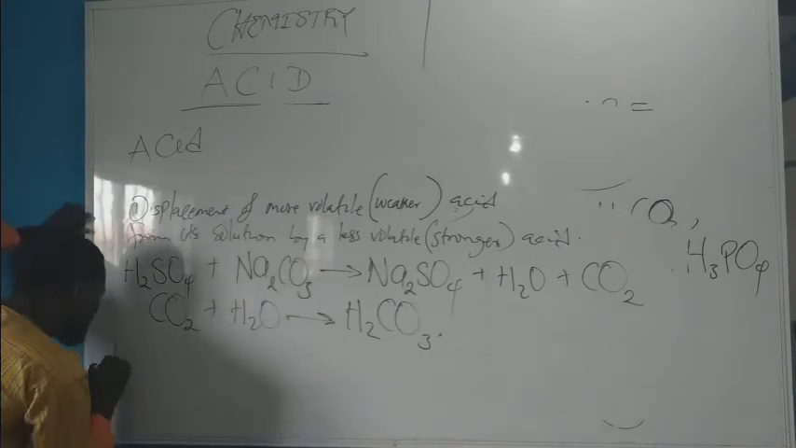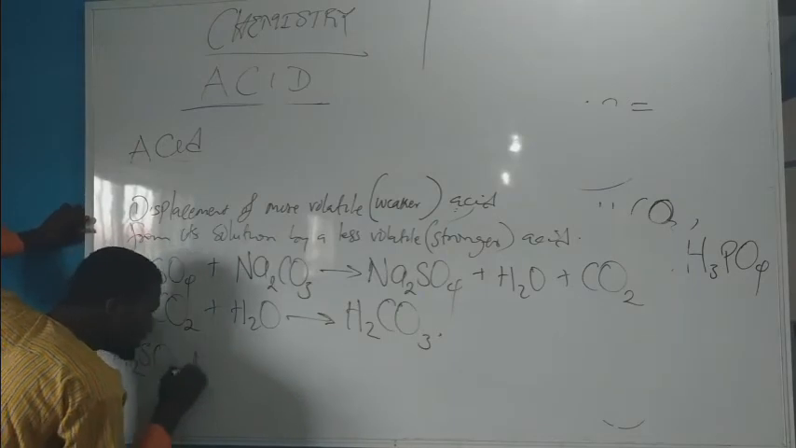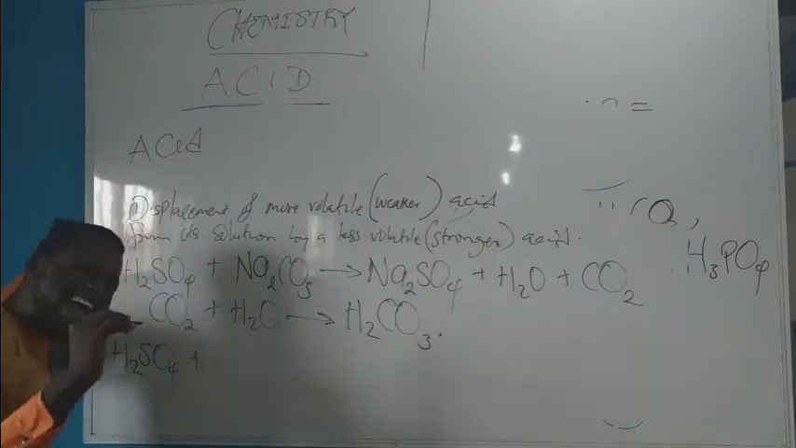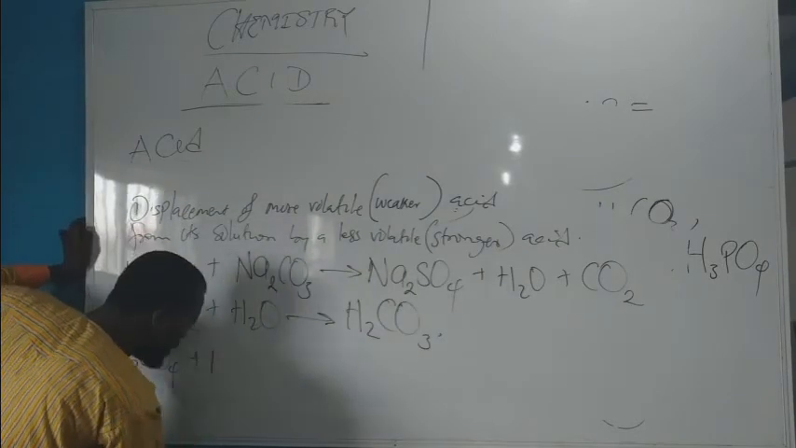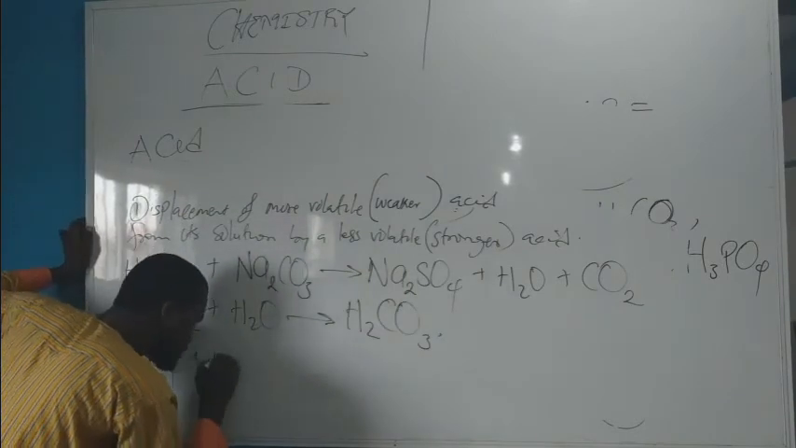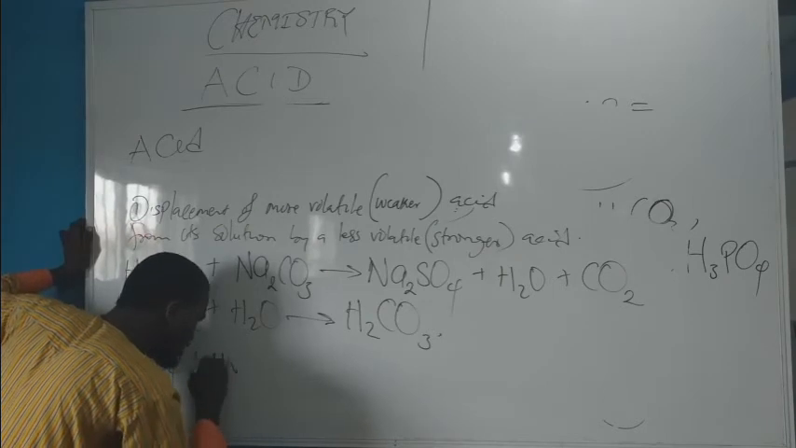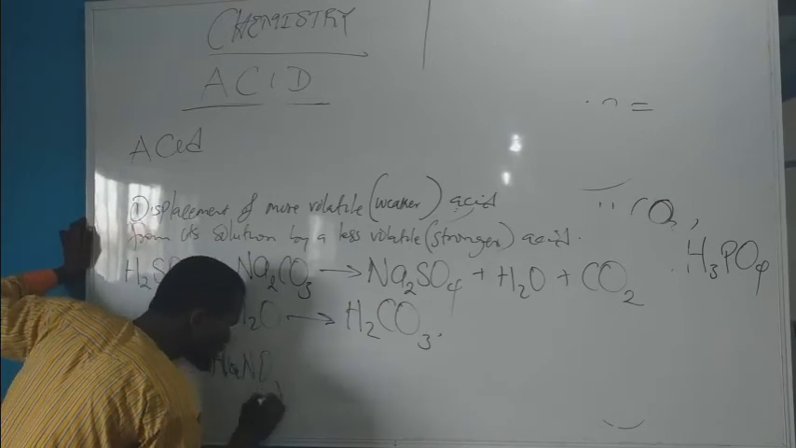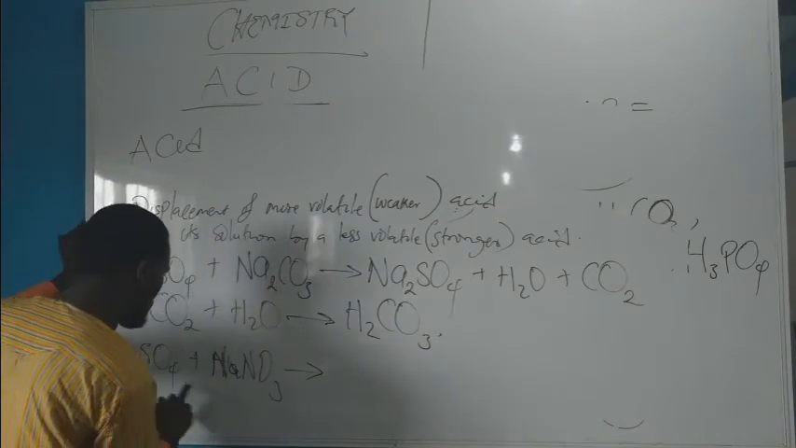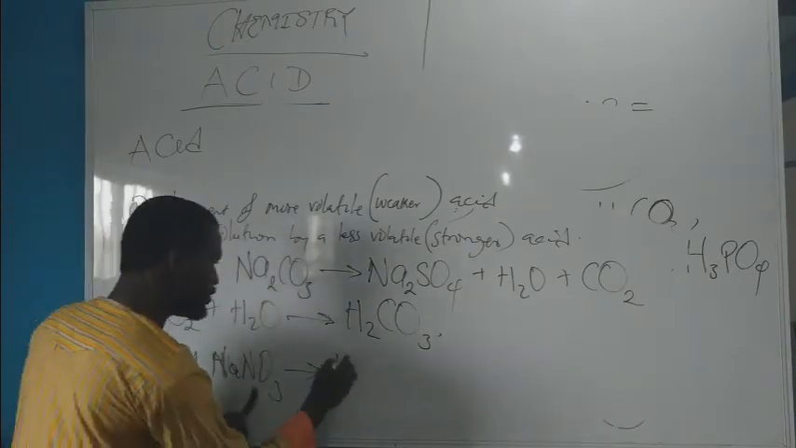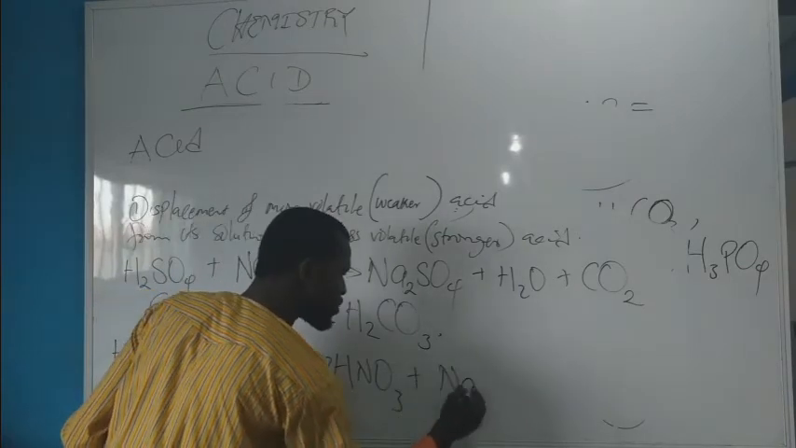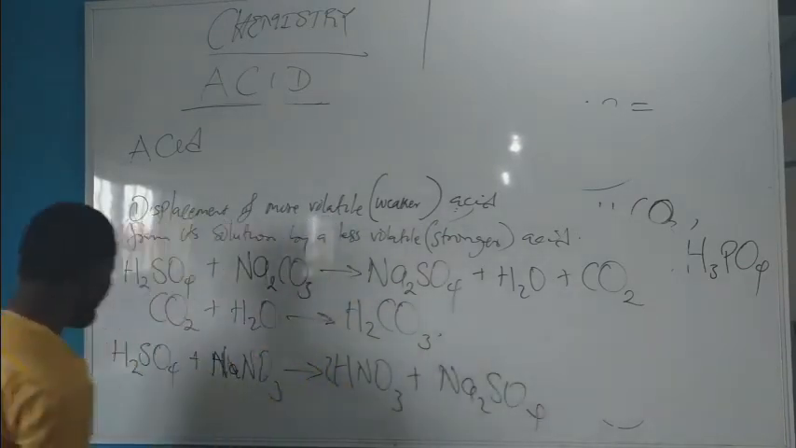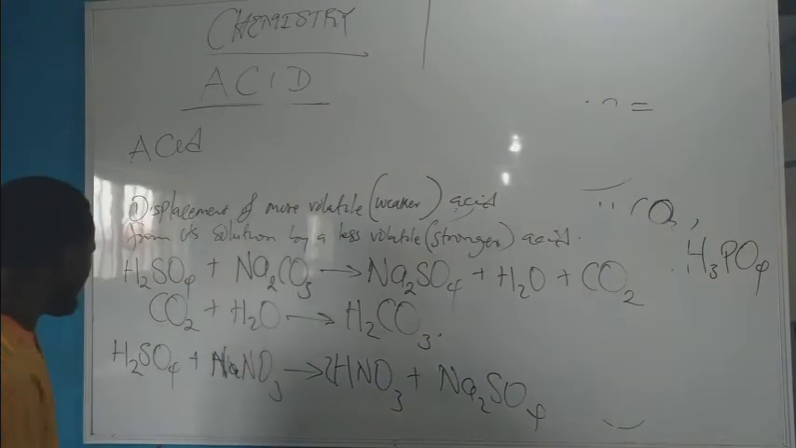Then the other one is tetraoxosulfate 6 acid, which displaces the more volatile or weaker acid, which is HNO3, from sodium nitrate. This will give you HNO3 and sodium tetraoxosulfate 6.